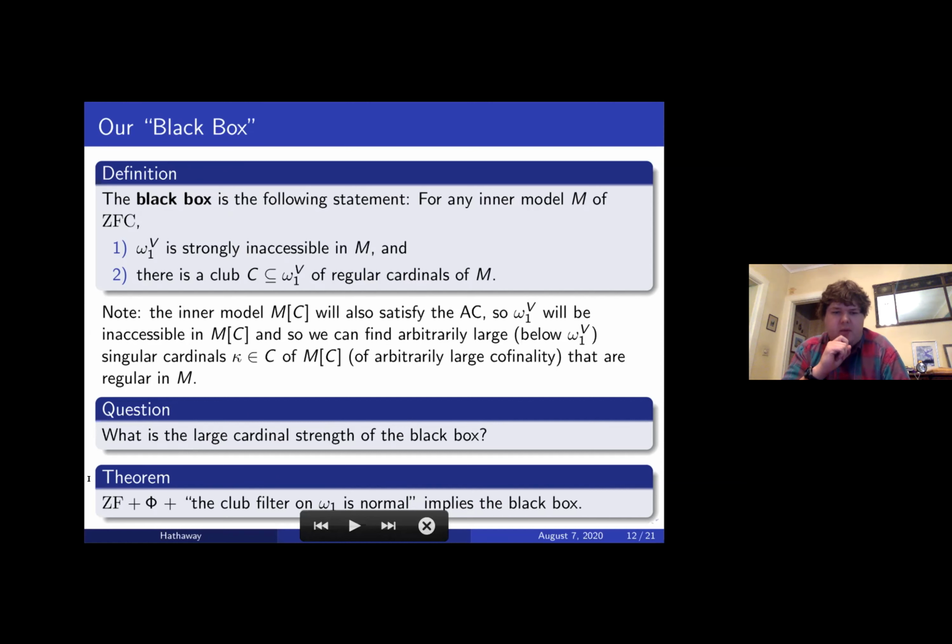So let's talk about an upper bound first. Doing a little bit of work, you can show that ZF plus phi plus the club filter on omega 1 is normal actually implies the black box. What that tells you is the consistency strength of the black box is upper bounded by ZFC plus a weak repeat point. And a lower bound for the black box, is it equiconsistent with a weak repeat point? We don't know that exactly, but that's what we're going to talk about now.